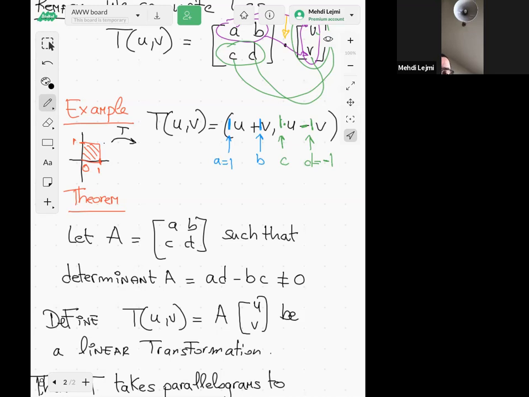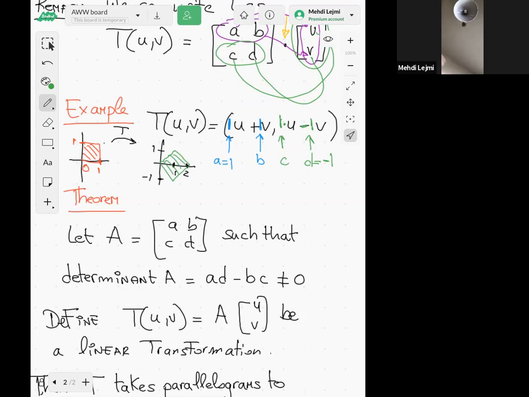So the image was like, this is 1 here, this is 2, and we said this is probably negative 1 here, it's positive 1. So we said the image of this square would also be a square by the transformation T. So I think it would be this square here. So that's what I mean by T takes parallelograms to parallelograms.